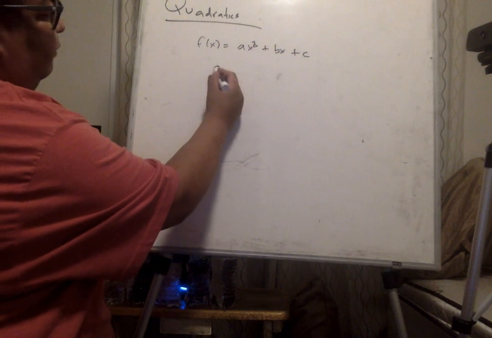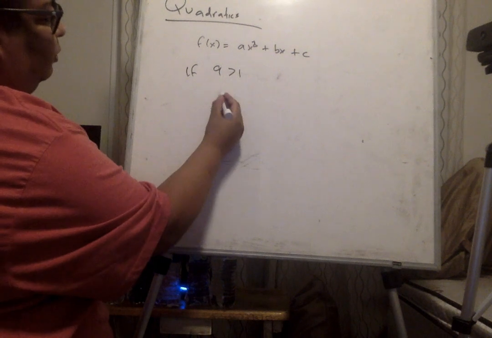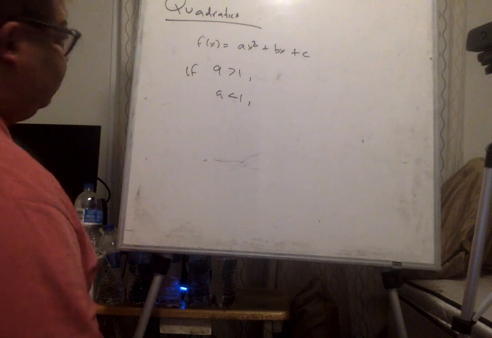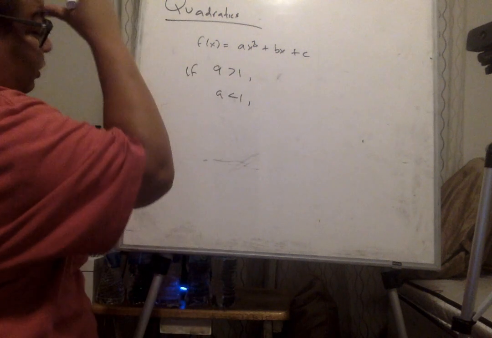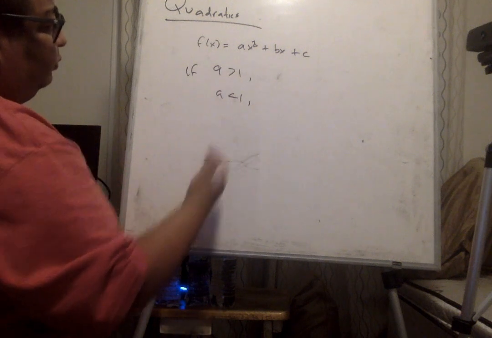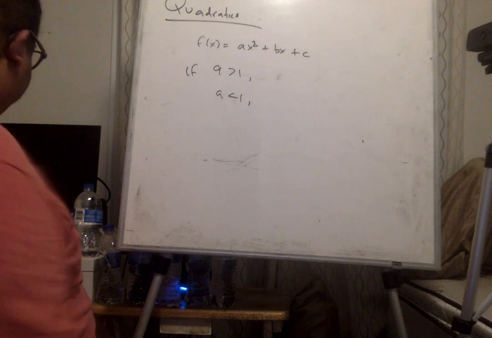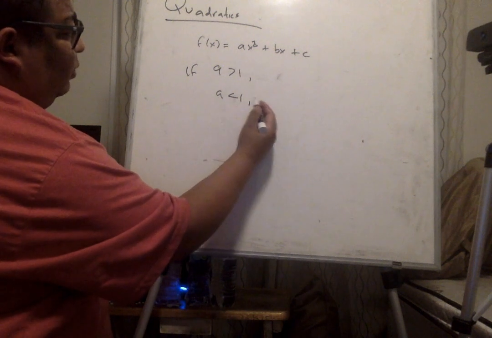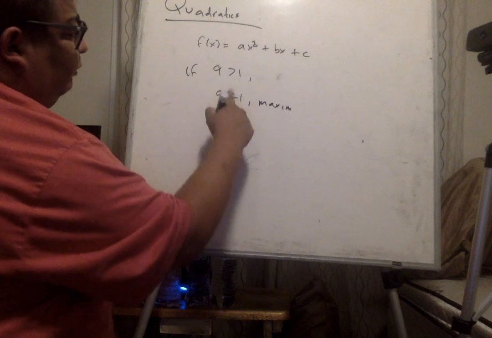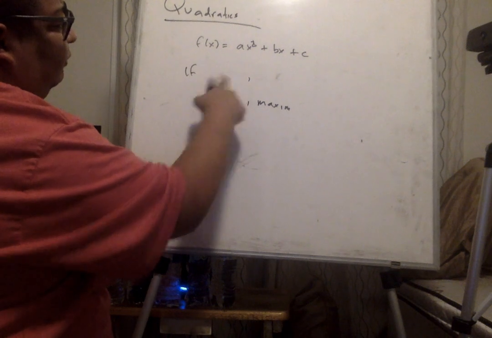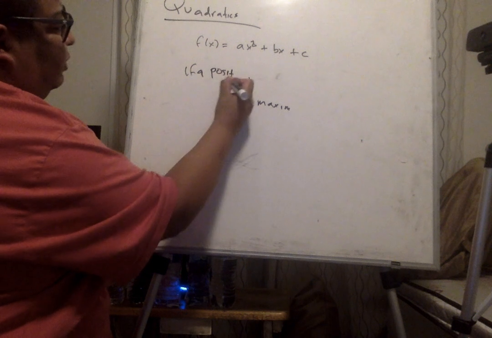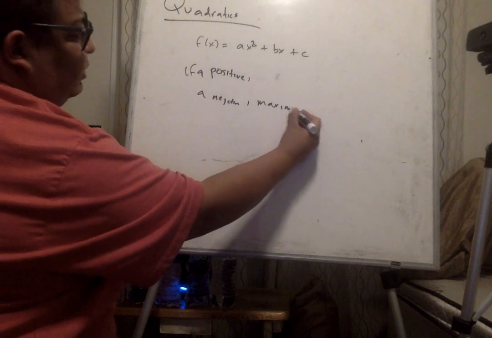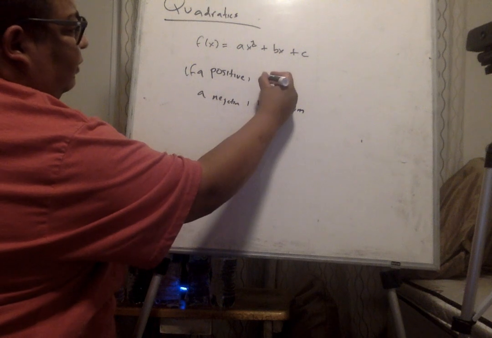So there is a rule. If a is positive, we have a minimum. If a is negative, we have a maximum.